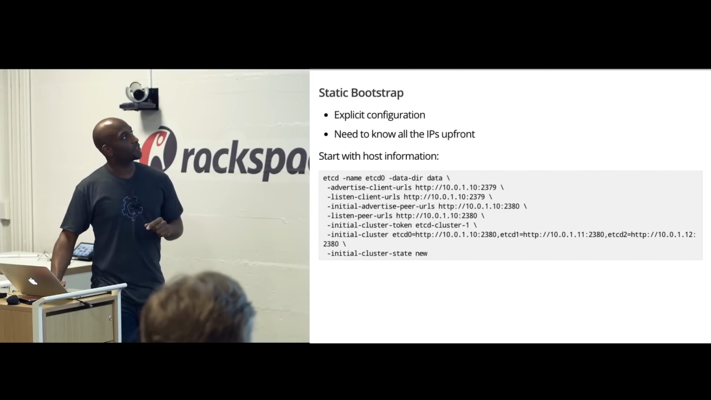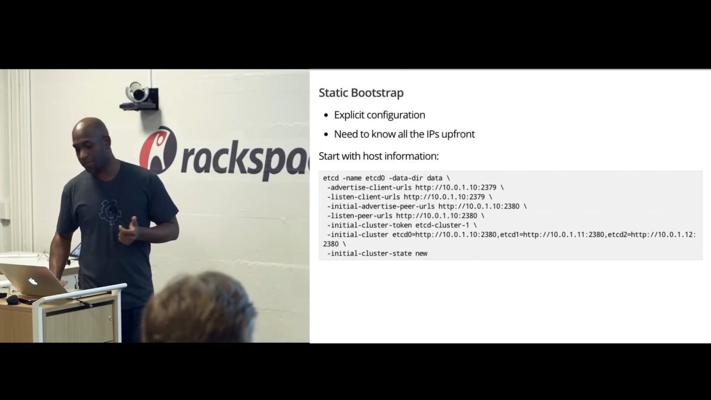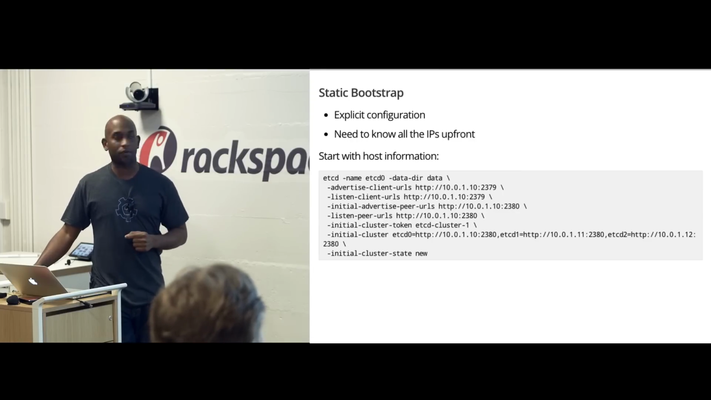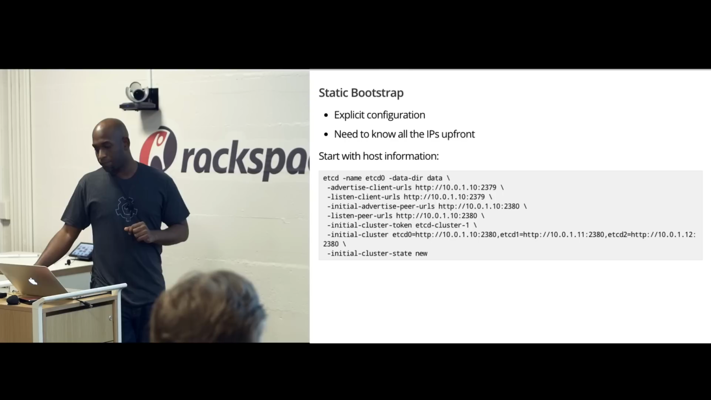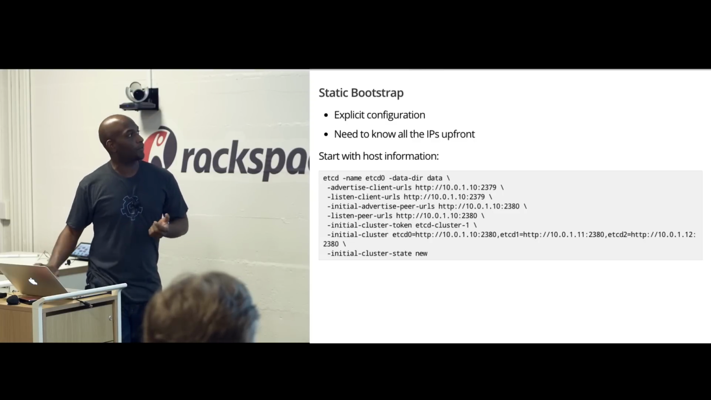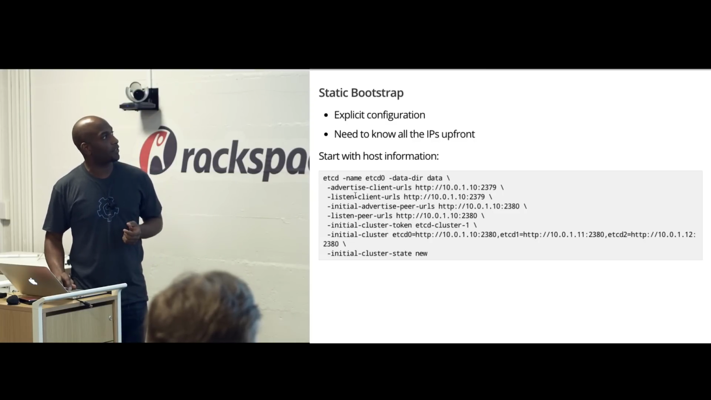So the first thing I want to talk about is the static bootstrap. This is a very explicit configuration. You know all the IPs of every member in the cluster. It has some drawbacks, in that you've got to know all the IPs at once. This is very tough to do if you're bootstrapping inside of EC2 or something like that. And you end up with a lot of flags, which are very explicit.